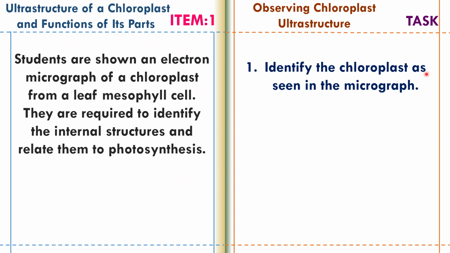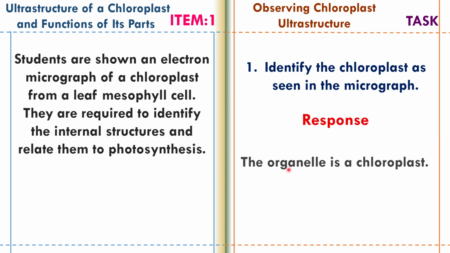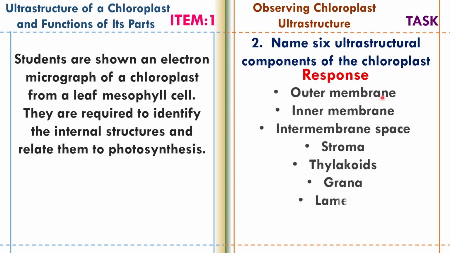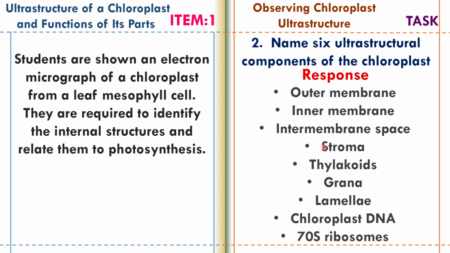Identify the chloroplast as seen in the micrograph. The organelle is a chloroplast. Name 6 ultrastructure components of the chloroplast. There is the outer membrane, inner membrane, intermembrane space, the stroma, thylakoids, grana, lamellae, chloroplast DNA, and 70S ribosomes.